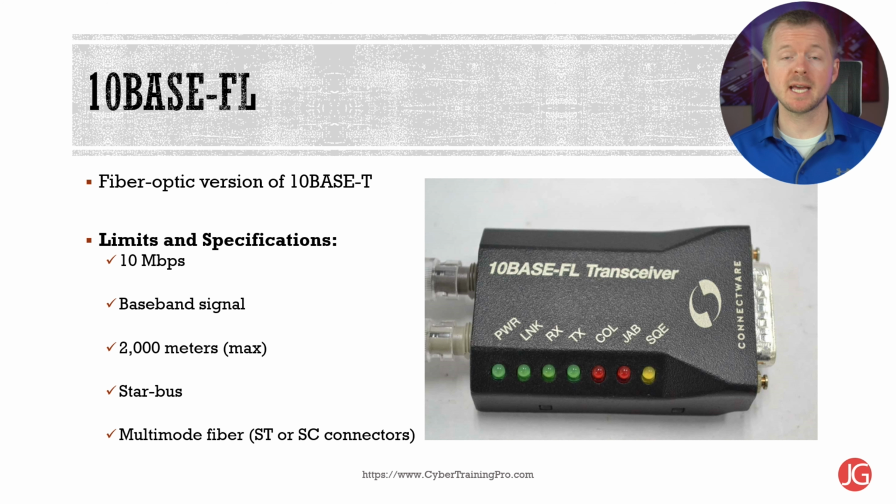Some of the key specifications include speed of up to 10 megabits per second, the signal type is baseband, and distance up to 2,000 meters. Topology is star bus, physical star, logical bus. Cable type is multimode fiber, 62.5/125 OM1 with ST or SC connectors.